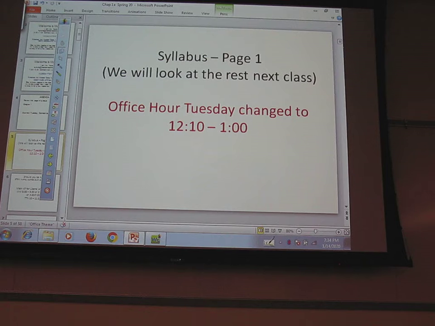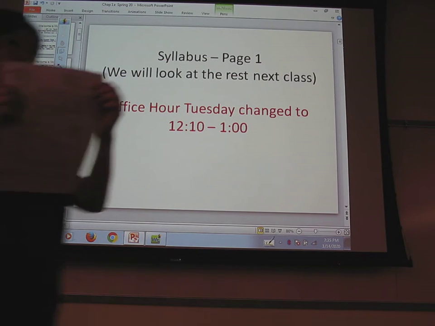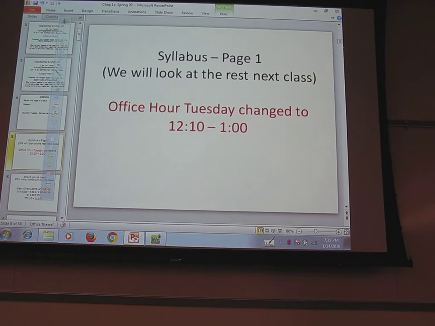So let's take a look at the syllabus. The very first thing is office hours. So notice in the far right corner, office hours. Tuesday, change those to 12:10 to 1 o'clock, because I had to shift those, and I printed these in December.